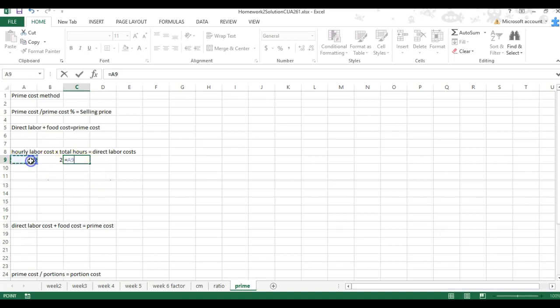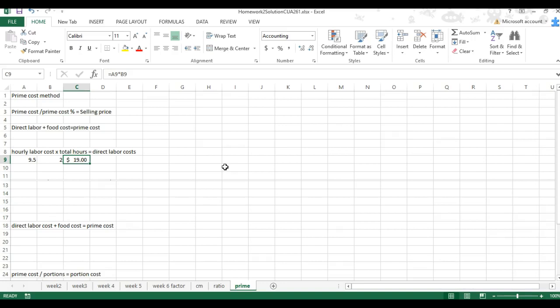So let's go ahead and do the math. It's the hourly cost multiplied by the hours. Enter. So it's $19. Now we know our direct labor cost is $19. Simple, easy. Let's go on down to the next step.